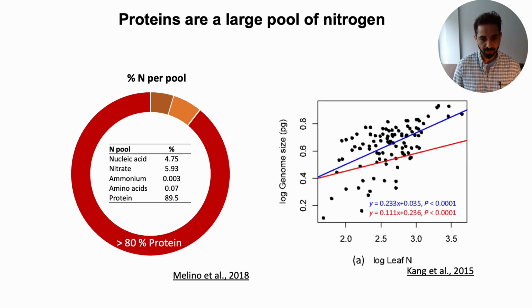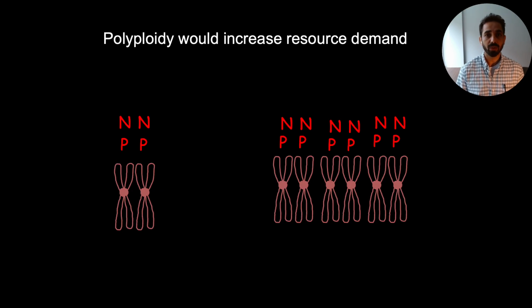And we have seen from other studies that with increase in genome size, there is increase in log leaf N content, though this relationship might vary depending on species, especially in this paper. But there is a positive relationship between genome size and nitrogen content. So with that, what you can assume is diploids might need less phosphorus, less nitrogen compared to polyploids in order to construct their cells and maintain the cells.